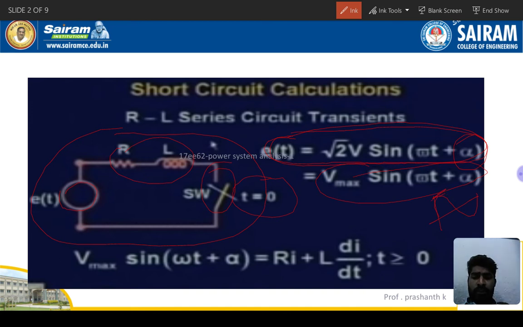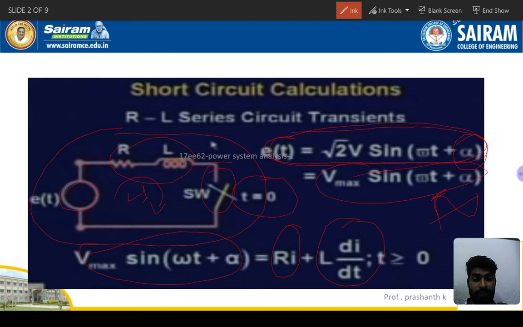Next step, if I apply a KVL loop for this circuit, what will we get? The supply voltage is equal to the drop across R and the drop across L, the inductance, right? And t is greater than or equal to 0. So v is equal to Ri plus L di by dt, by applying KVL in loop 1, or whichever loop you consider. There is a switch there. When the switch is closed, that is the fault. This is just an example I'm giving.